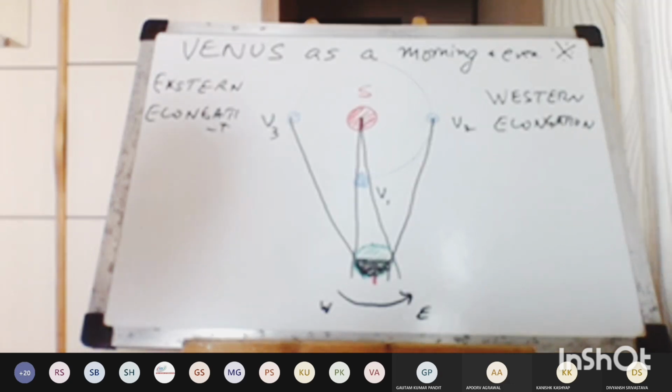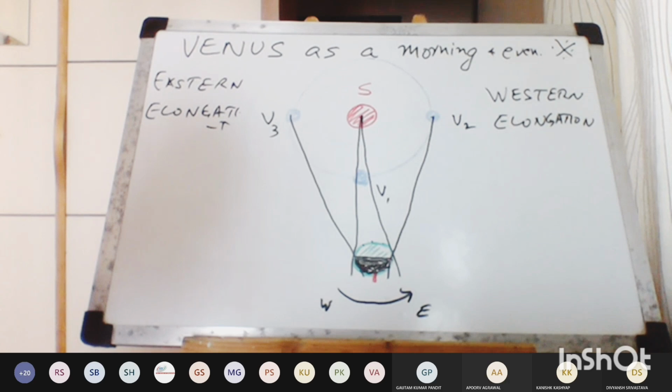Slightly difficult topic. I can show you a video on this Venus. Venus and Mercury are rotating around the sun.